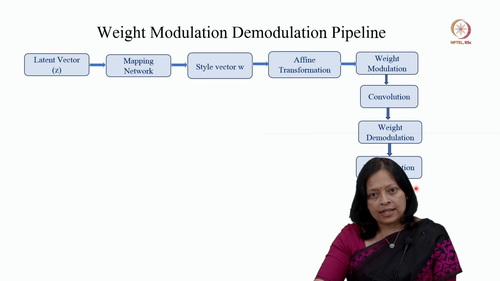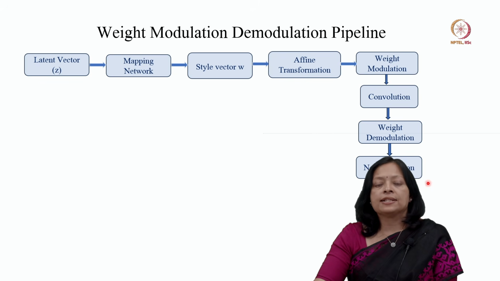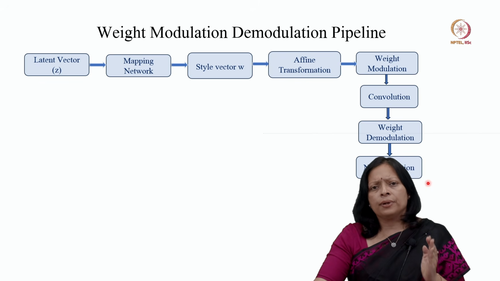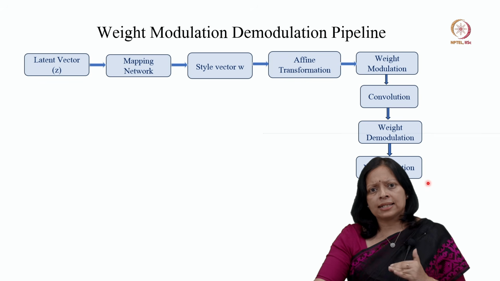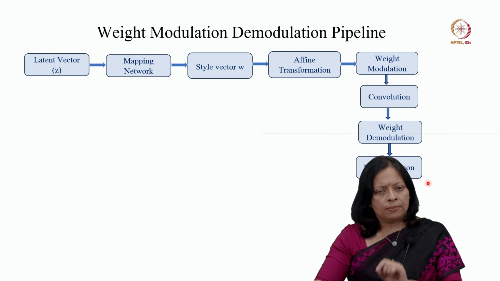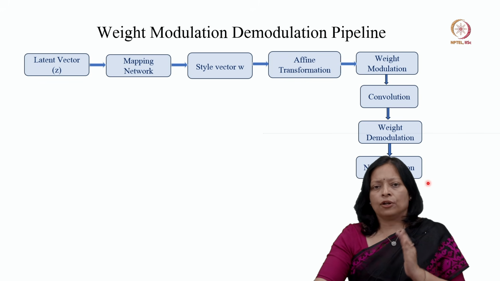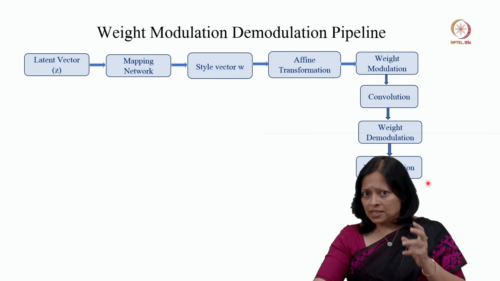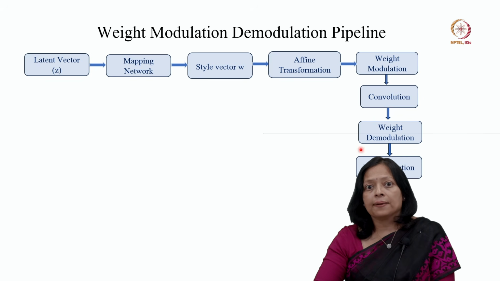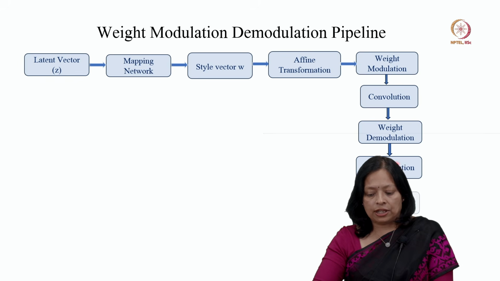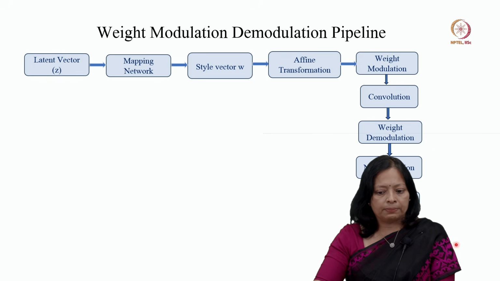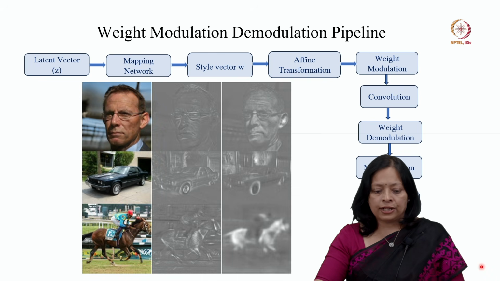And then there is noise injection. We all know noise injection is done to bring in some stochastic variation in the images. So, if image 1 and image 2 are generated, they will not be exactly the same; there will be some stochastic variation given by this noise injection, and then we get the feature map. So, this is the modulation and demodulation pipeline in StyleGAN 2.